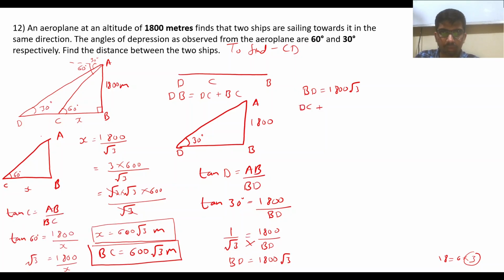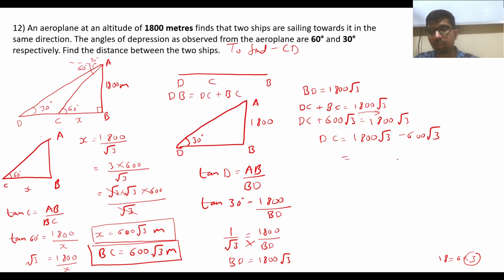This is what DC plus BC is 1800 root 3. So BC is how much? 600 root 3. Sorted. So DC plus 600 root 3 is 1800 root 3. इसको भगा वो बाजू. ठीक है. So DC is 1800 root 3 minus 600 root 3. ये भी क्या है? root 3 is common. root 3 को रखो बाजू में. 18 minus 6 is how much? 12. ठीक है.